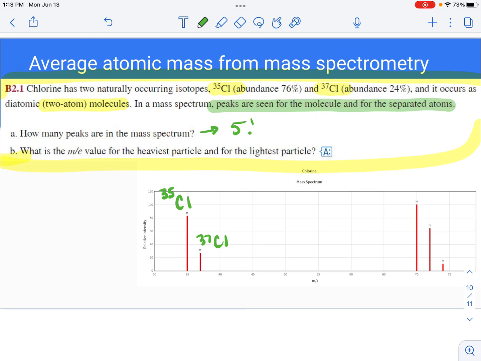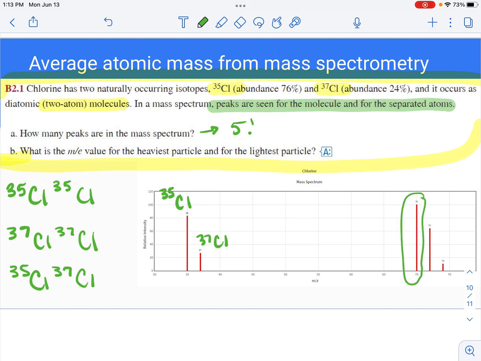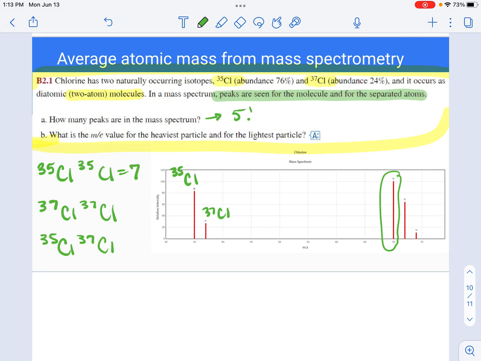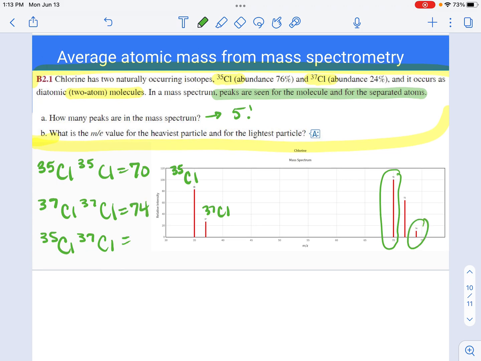So now it becomes kind of like a logic problem. You have a molecule of 2 chlorines, and it could be made of both atoms of chlorine 35, or both atoms of chlorine 37, or it could be made from 1 atom of chlorine 35 and 1 atom of chlorine 37. Okay, notice that this peak right here is much higher. This is the one that corresponds to a mass of 70, which would be the mass of 2 chlorine 35s. 74 is this really small little peak, and then 72 is in between.